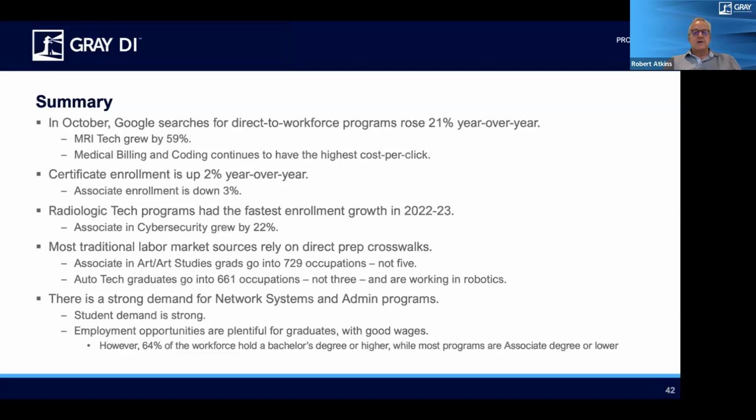like robotics. There's a strong demand for network systems and admin programs. Student demand is strong. Employment opportunities are great. Wages are good. But we're a little bit out of sync in terms of who's graduating with what degree. 64% of the workforce held a bachelor's degree or higher, while most graduates in the programs were associate's degree or lower.